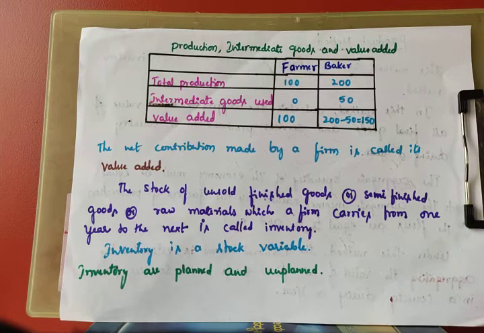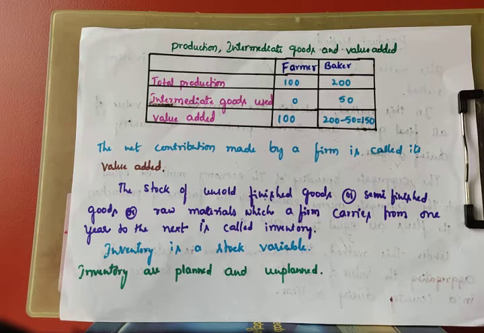So that's why rupees 50 is intermediate goods. Out of 200 rupees worth of bread, the 50 is intermediate, remaining is 150. Then we should calculate 150 plus 100. Hundred, that is value added. So product method is also called the value added method and also called the output method.